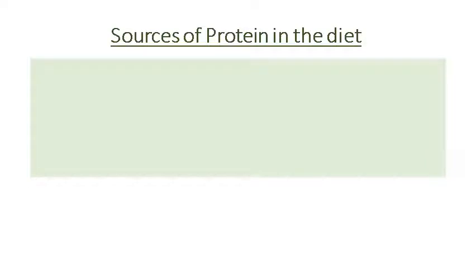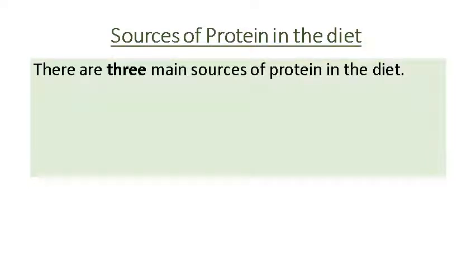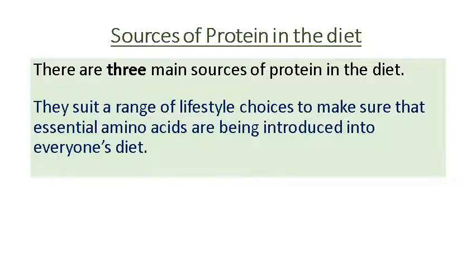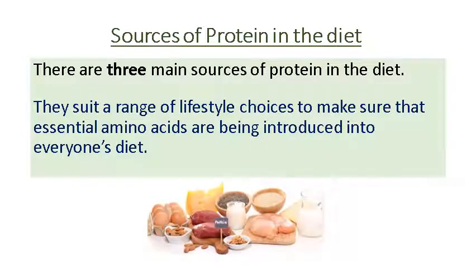Sources of protein in the diet, there are 3 of them. So there are 3 main sources of protein in our diet where we get them from, or where we should be getting them from. And they suit a range of lifestyle choices. By lifestyle choices, we're talking about mainly vegetarian or vegan diets to help get these essential amino acids into our diet. Remember, not all foods contain these essential amino acids. The only essential amino acids that you'll be getting are from high protein foods, which are meats. But with vegetarians, they're not getting these essential amino acids. Therefore, they need to complement them with other foods.